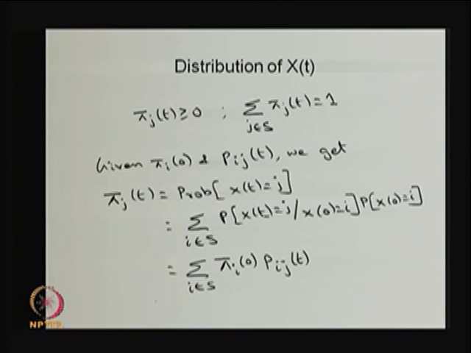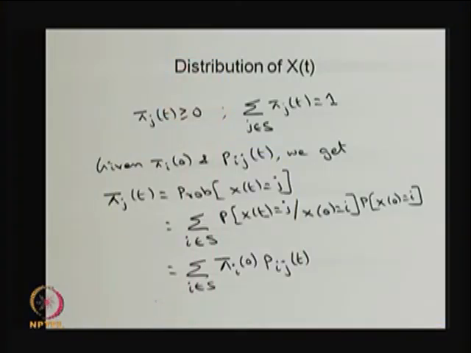That means, if you want to find out the distribution of x of t for any time t, I need the initial state probability vector as well as the transition probability of the system moving from one state to other states. Usually the initial state probability vector is given. So, what we want to find out is Pij of t. So, how to find the Pij of t? That derivation I am going to do in the next 2-3 slides.